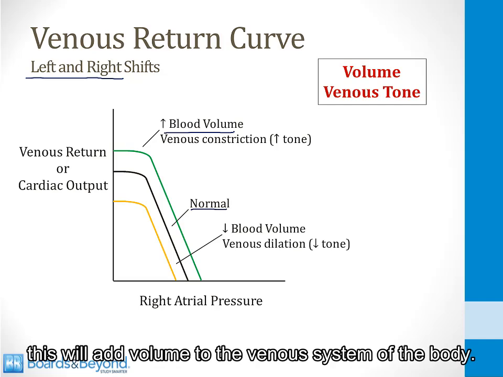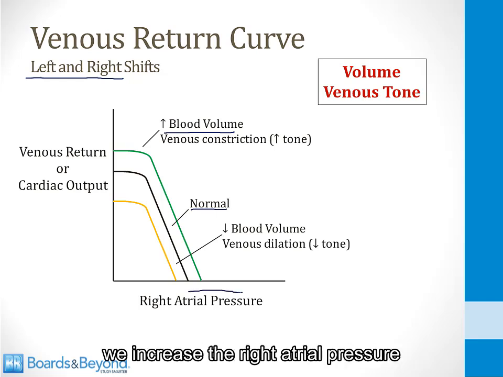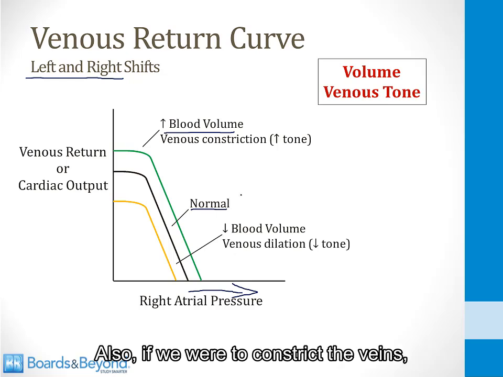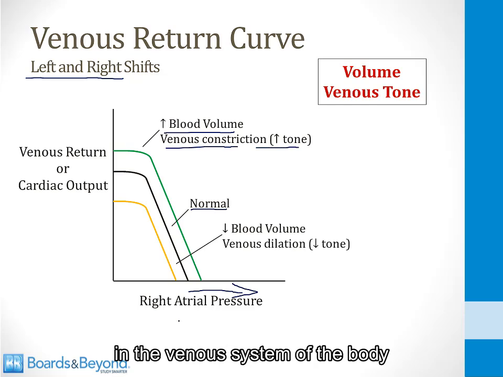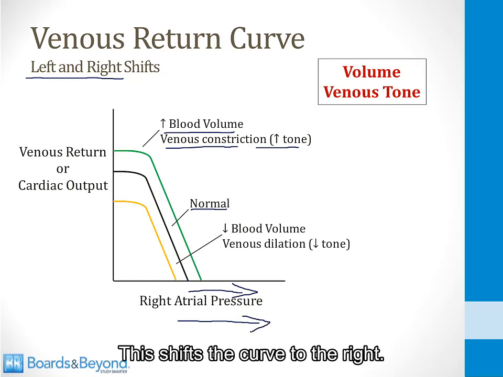This will add volume to the venous system of the body, and remember the venous system is connected to the right atrium, so therefore when we add blood volume we increase the right atrial pressure and shift the venous return curve to the right. Also, if we were to constrict the veins, in other words if we were to increase the venous tone, this would also raise the pressure in the venous system of the body and therefore move the right atrial pressure higher. This shifts the curve to the right.